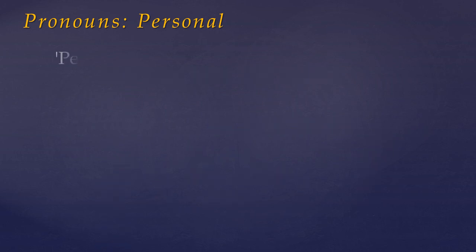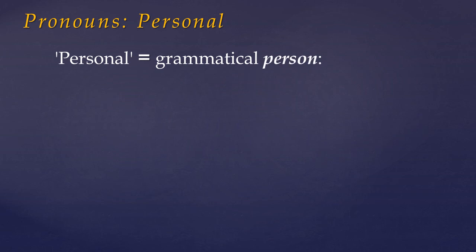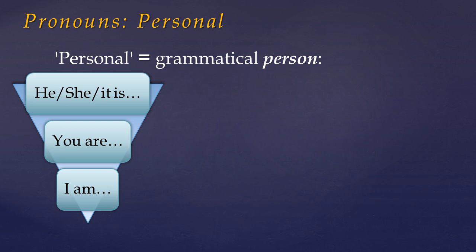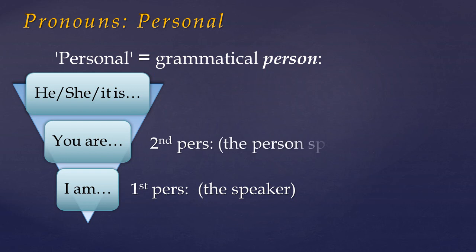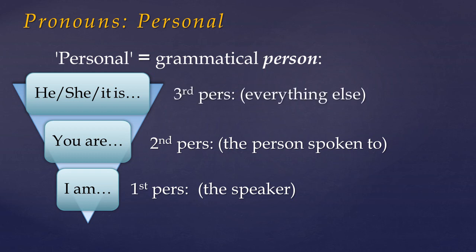Now note that the term personal here refers to grammatical person, as in first, second or third person like with verbs. And we've actually seen grammatical person in a previous video. But briefly, the first person refers to the person who's actually speaking, I. And the second person is the one listening, or who is being addressed, you. And the third person is literally everything else, other people, places, things and ideas, anything not identified as the speaker or the listener.